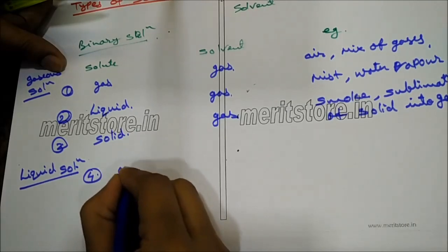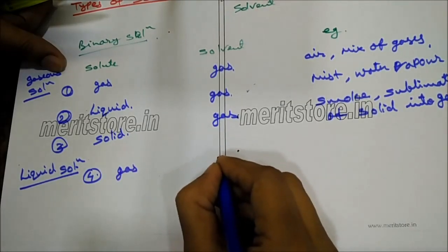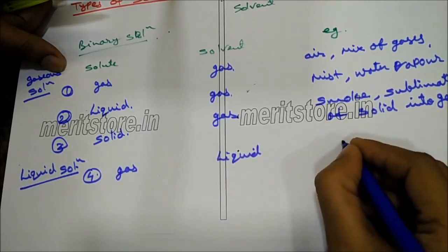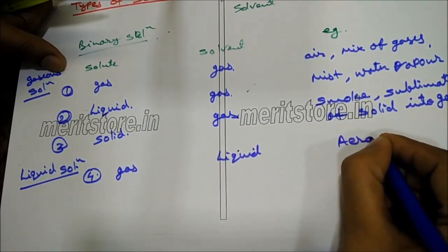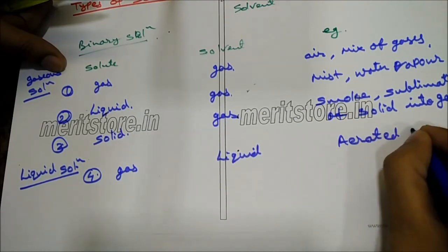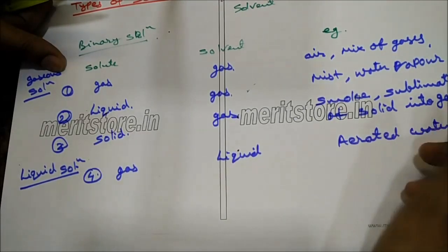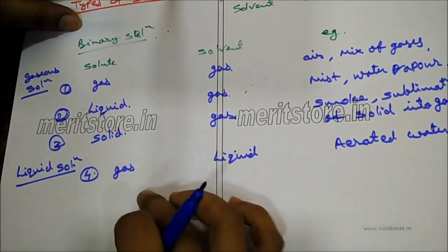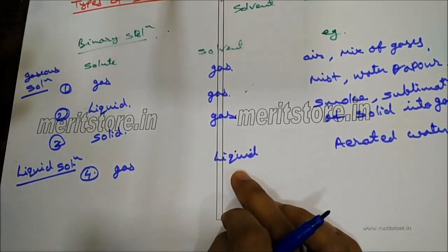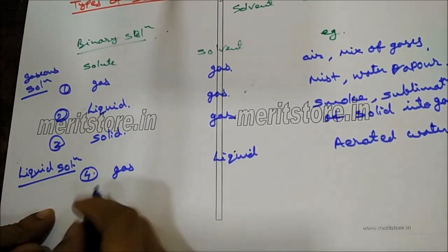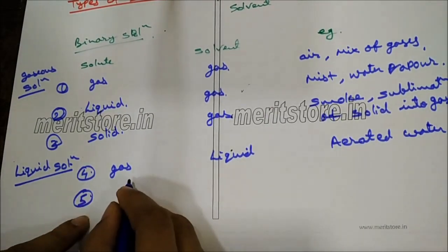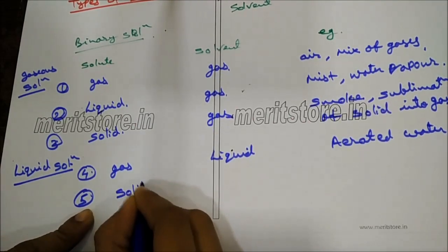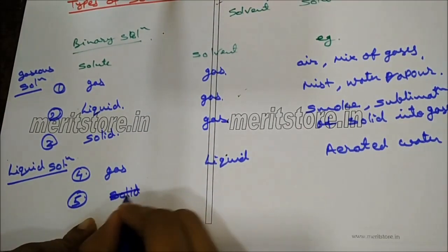First we'll take gas as a solute and the solvent is our liquid. Example is aerated water, aerated drinks. In aerated water, the carbon dioxide or the gases are dispersed in the medium, in the water, that is our solvent.